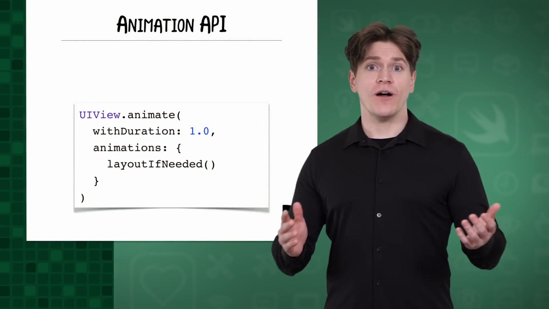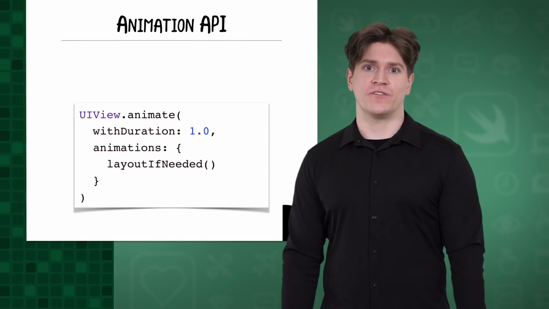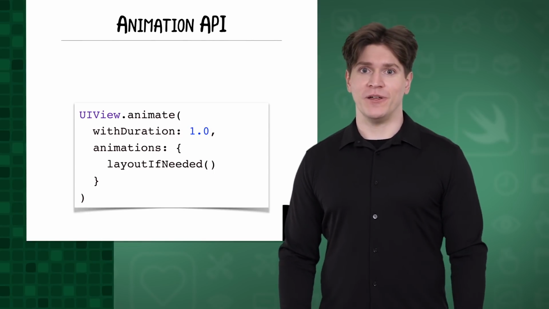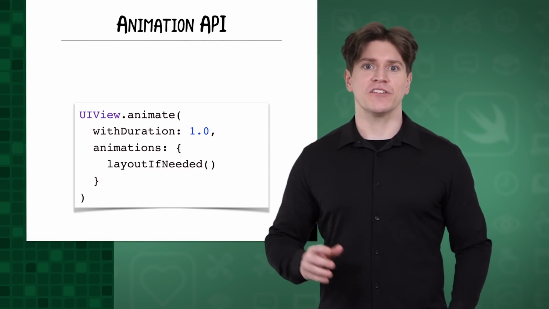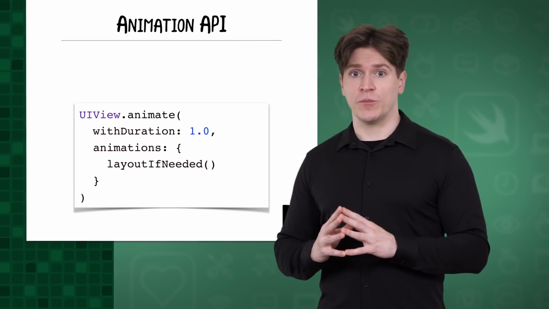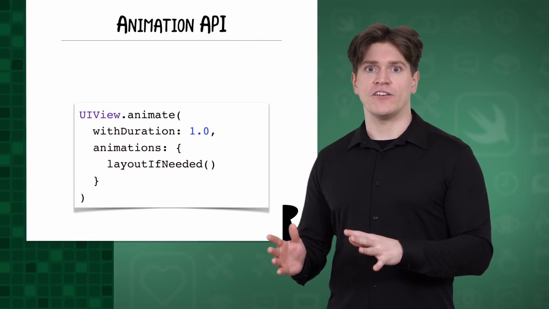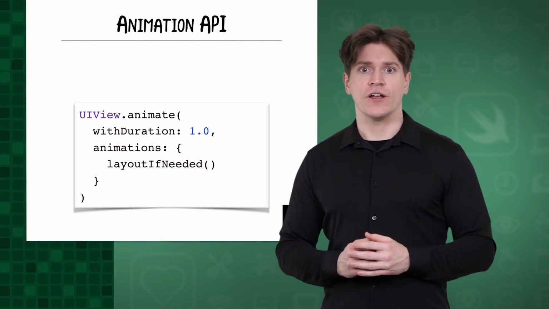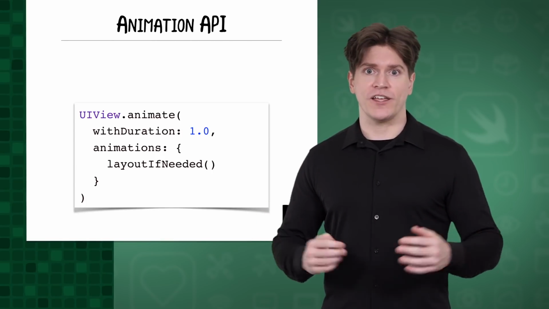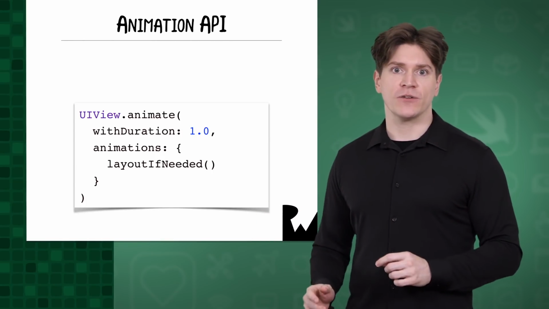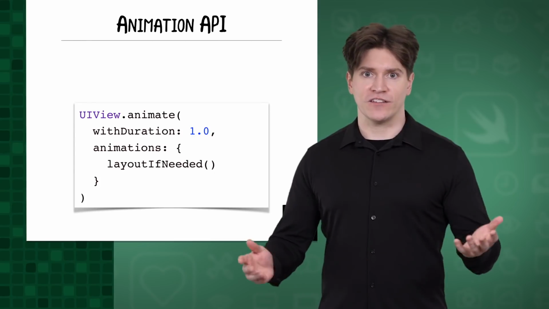We know how to change the constant of a constraint, and we know how to force Auto Layout to display that change. How do we animate those layout changes? With the UIView class method, animate with duration. You'll soon be very familiar with this method. The simplest version of this method only has 2 parameters, the duration of the animation and the animation's closure, which will contain whatever it is you want to animate.